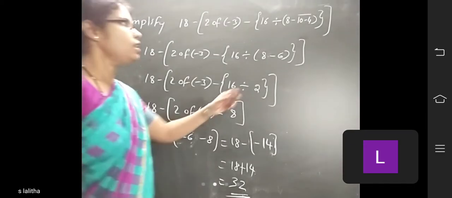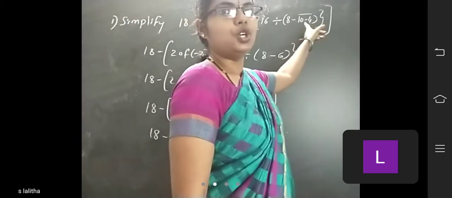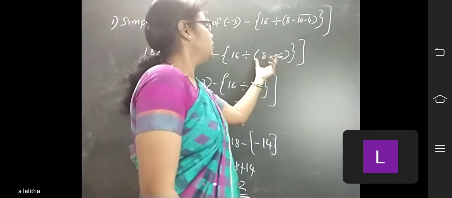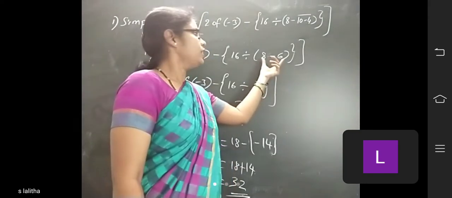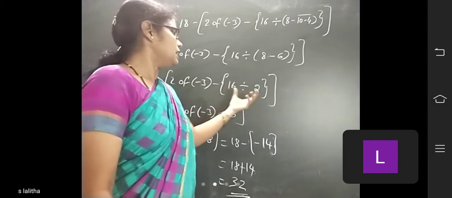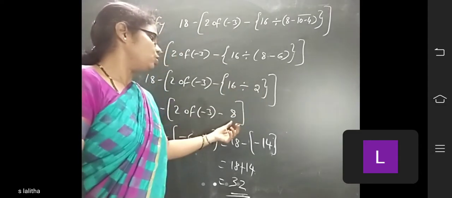First you should remove the vinculum. You should solve the vinculum first. 10 minus 4 is 6. Next, we should remove the small bracket. You can solve this one. 8 minus 6, how much? 2. Next, the curly bracket. 16 divided by 2, how much?